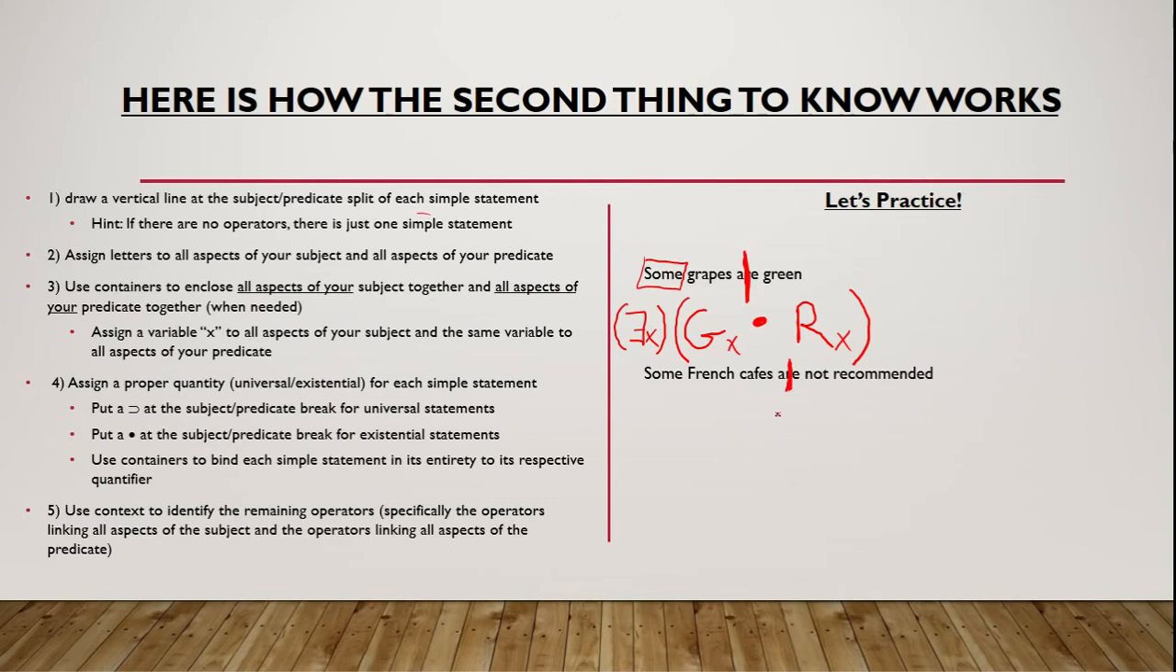Hint, if there are no operators, there's just one simple statement. I don't see any other operators. 'Not' is an operator, but remember it's a modifying operator. It doesn't connect things, and so this is not doing its own thing. So we're going to leave that alone for now. 2, assign letters to all aspects of your subject and all aspects of your predicate. Let's see here.